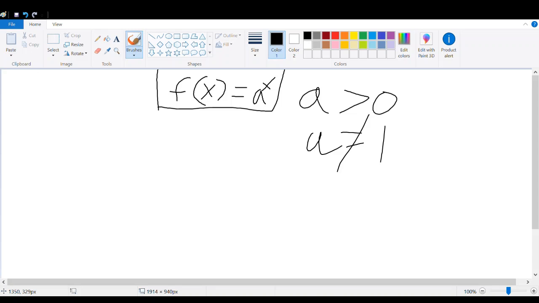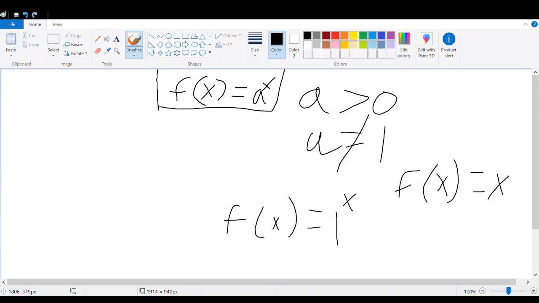And a doesn't equal 1 because if I had f of x equals 1 to the x, for every number x, f of x is that same thing. So it's pretty much just the same thing as saying f of x equals x, which is just a linear function. That's not an exponential function. And I'll just show you that if I plug in 2 for x, 1 squared.